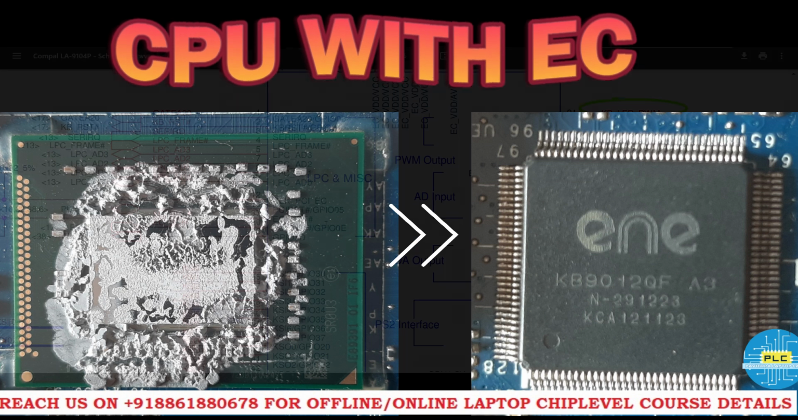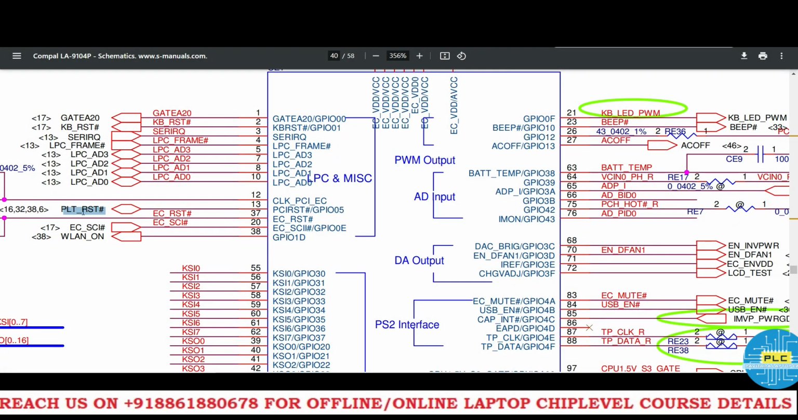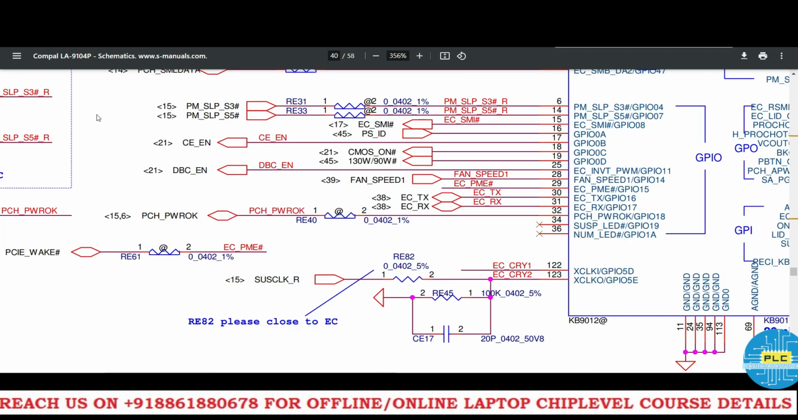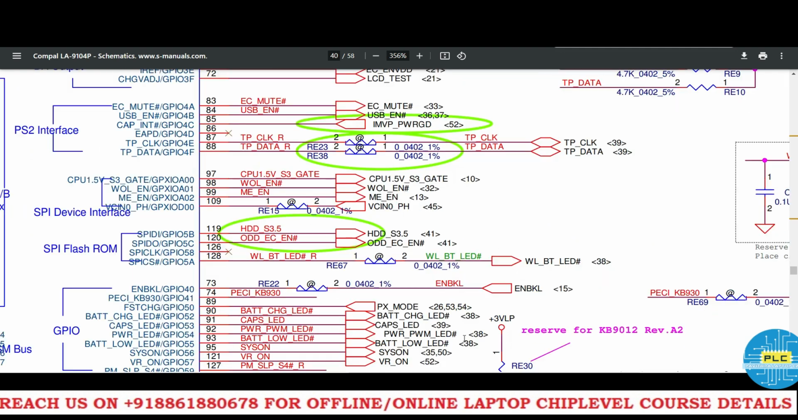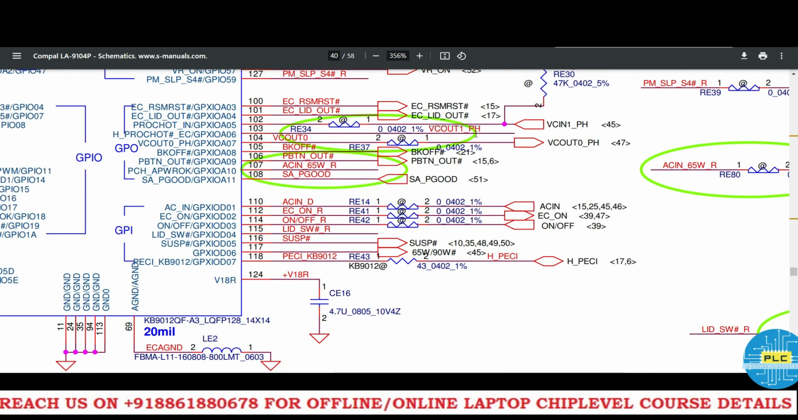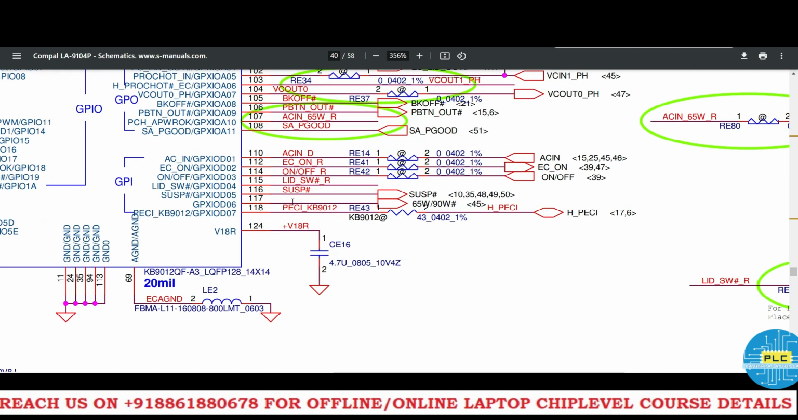CPU with EC: the most important reset signal, PLT RST, PCH power OK. Here pin number 97, CPU 1.5 volts S3 gate, VC out PH, meaning processor out. Power button out is pin 106. And the last one is 118, PECI, KB9012, HPECI. That's the EC and CPU communication.